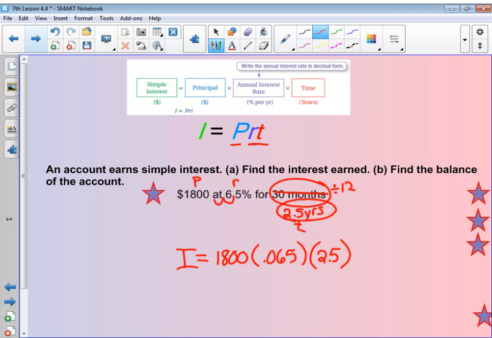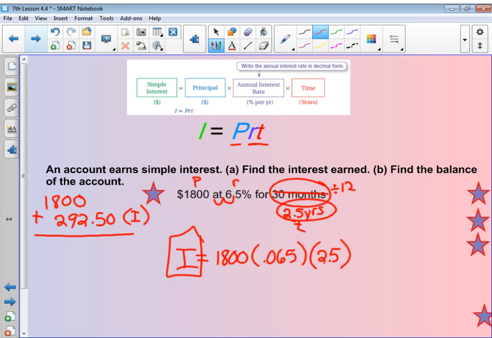Okay, now since the interest is all by itself, we get to go ahead and just multiply out what's there. 1,800 times 0.065 times 2.5. When I do that for my interest, so my principal originally was $1,800 plus my interest. The interest I just found out was $292.50. So this was my interest.